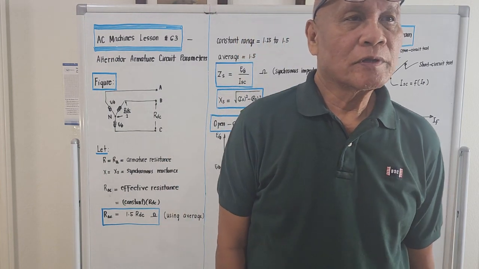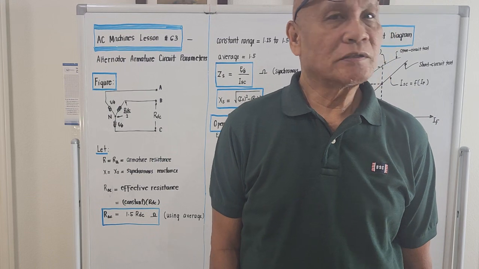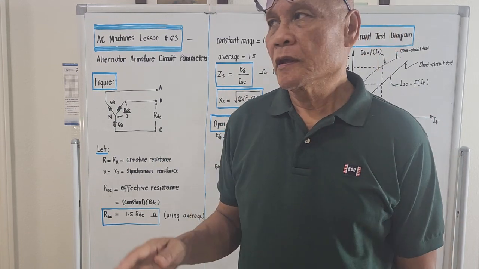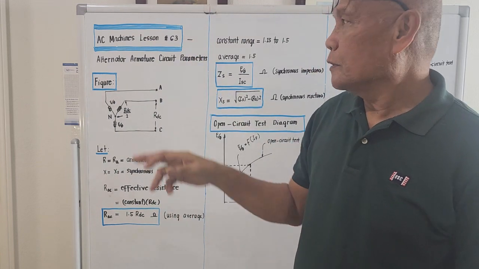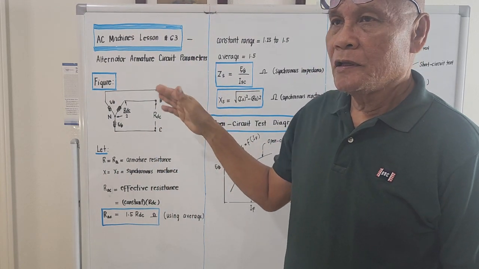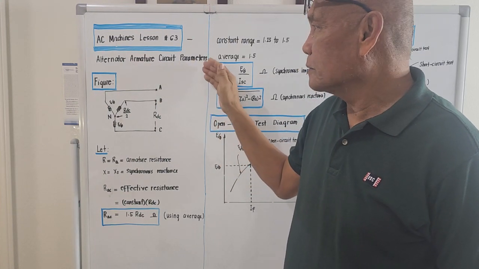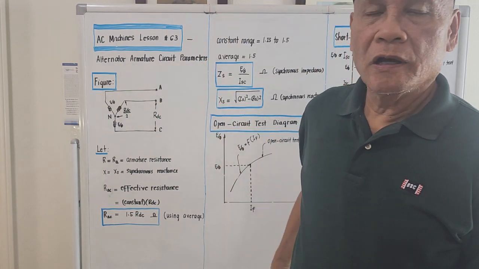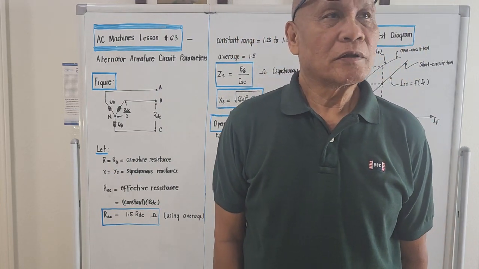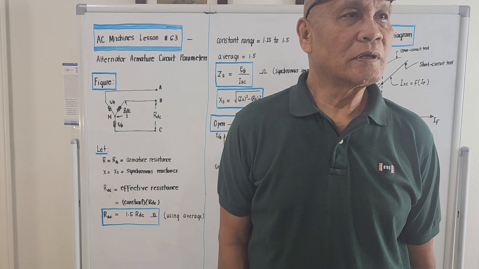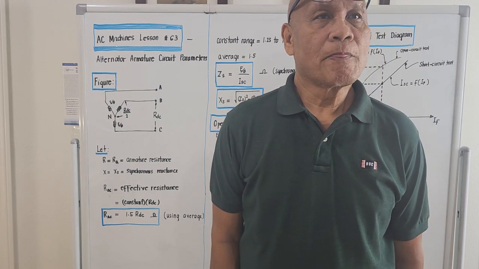My topic for this morning will be a continuation of my subject matter AC machines, and I am now on lesson number 63, AC machines. And the title of the topic will be Alternator Armature Circuit Parameters. How do we determine the parameters of an alternator? Parameters meaning the resistance, reactance, and impedance.